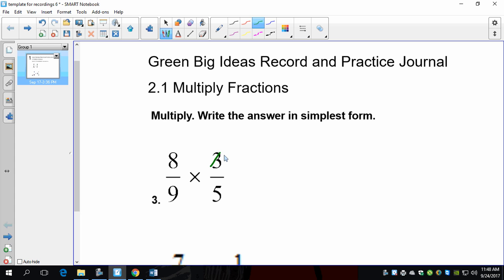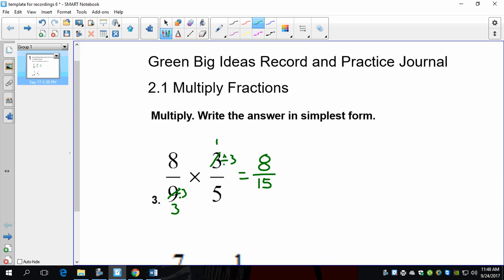If we take 3 and we divide it by 3, we get 1. And then we take that same 3 out of here. 9 divided by 3 is 3. So we can't cancel 8 and 5 because they have nothing in common. But we can cancel the 3 and 9. Then we just multiply the tops. 8 times 1 is 8. And 3 times 5 is 15.